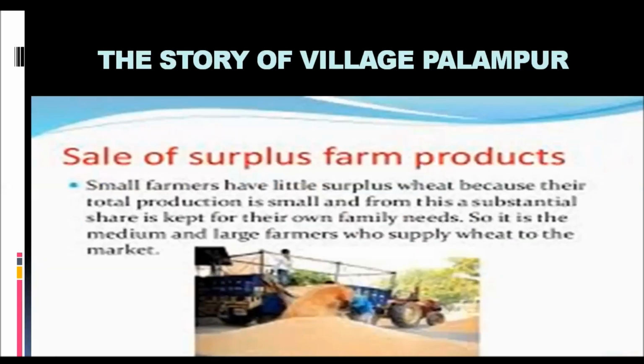The surplus of the farm products is sold in the nearby towns and cities, where they take it to Raniganj or Shahpur, where they get some money. They sell wheat and other products to the nearby market.